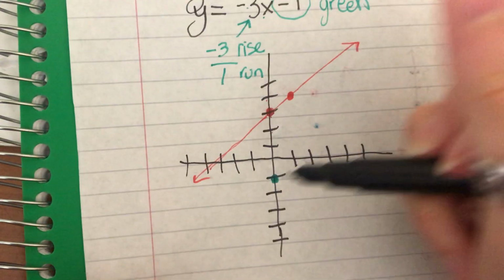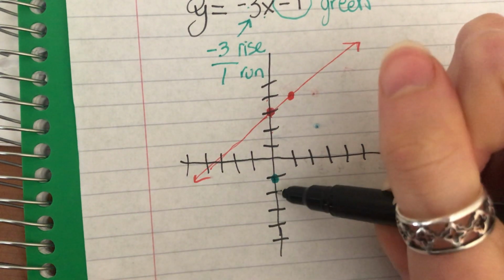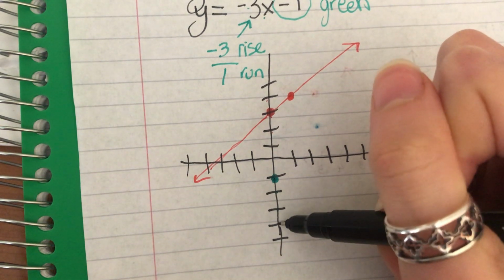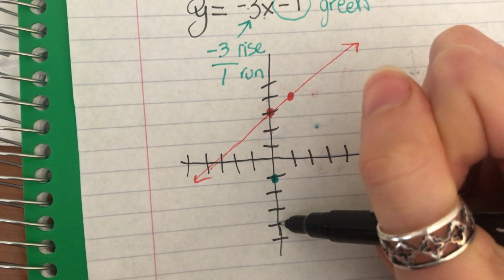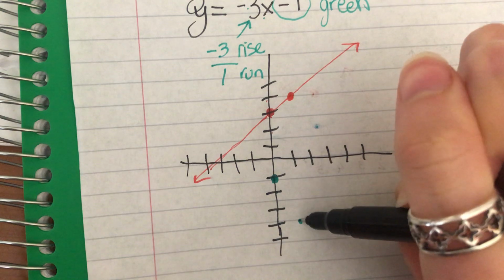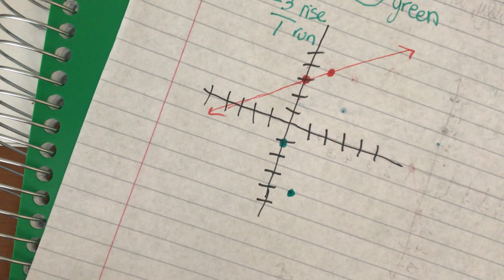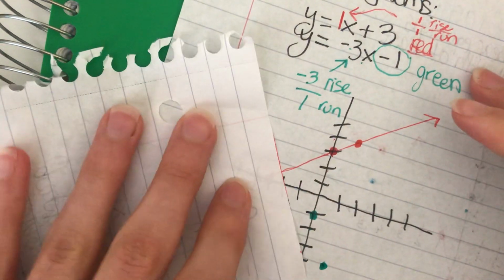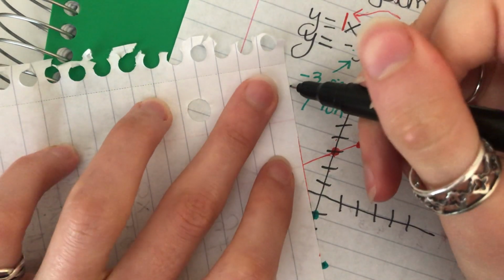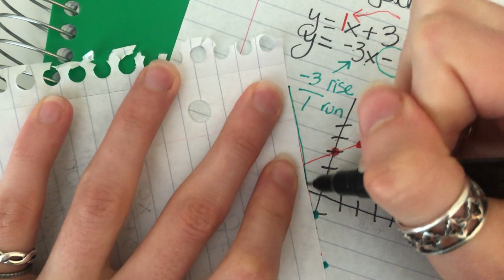So a rise of -3 is actually going down. 1, 2, 3. And the run is 1. It's a positive 1, so we're going to go to the right 1. Again, we use our straight edge. Now, when you do this, you're going to see that our 2 lines cross.